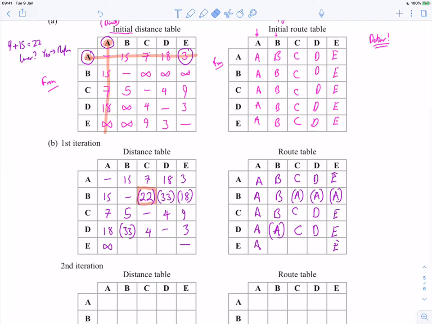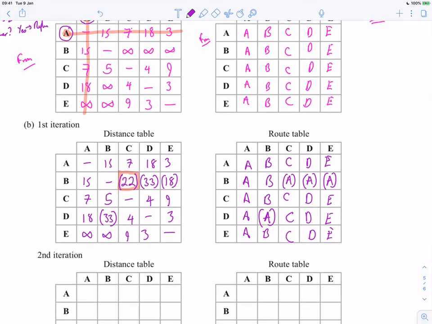And finally, we're in the bottom row. It's an infinity. So there's no way that infinity plus stuff is going to be lower than anything else. So that just stays as it is. So everything else here is going to stay the same. So infinity, 9 and 3. So this is going to be B, C, D, like so.